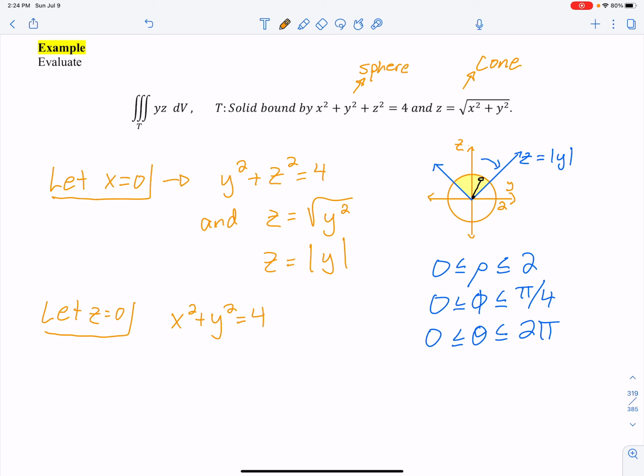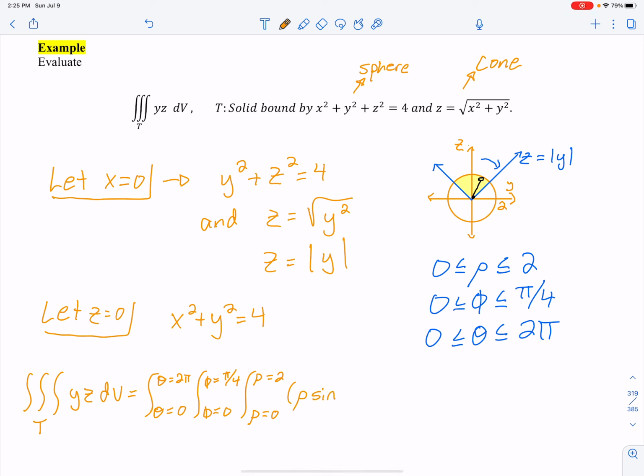Now we just have to convert our integral. So let me write it down here. The integral over T of yz dV is equal to, okay, let's try to fit this in, theta 0 to 2 pi, phi is 0 to pi over 4, and then the last one, rho, is 0 to 2. And then we have y times z. Okay, y was rho sine phi sine theta. Times z has its own, rho cosine phi. Then we have to put our Jacobian in: rho squared sine phi. And then d rho, d phi, d theta.